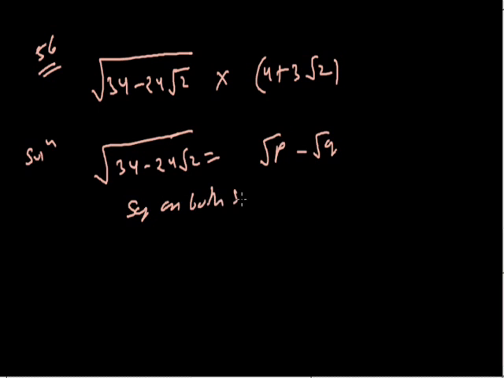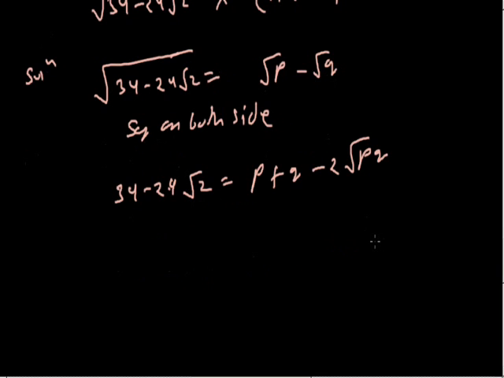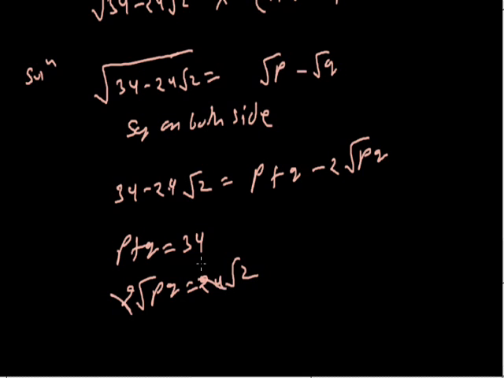Squaring on both sides, so when we square, the root will go away, so it becomes 34 minus 24 root 2 equals, here we apply the whole square of a minus b, that is a square plus b square minus 2ab. Now we compare these two parts. The rational part, p plus q, is equal to 34, and 2 under root pq is equal to 24 root 2. Now cancelling 2 by 24, that is 12.